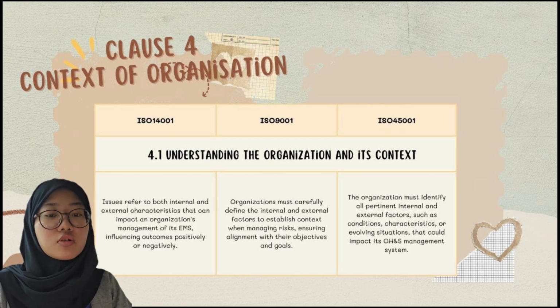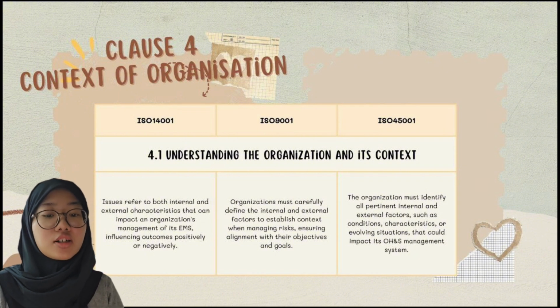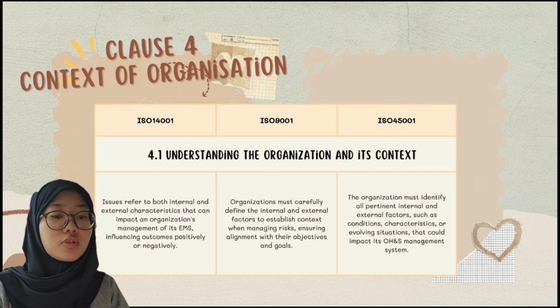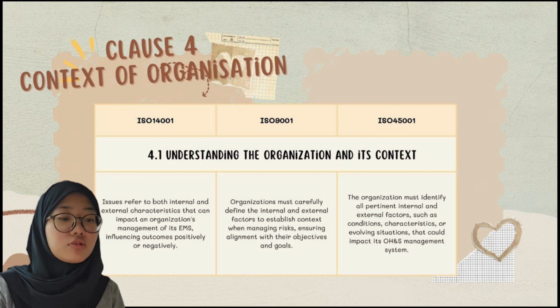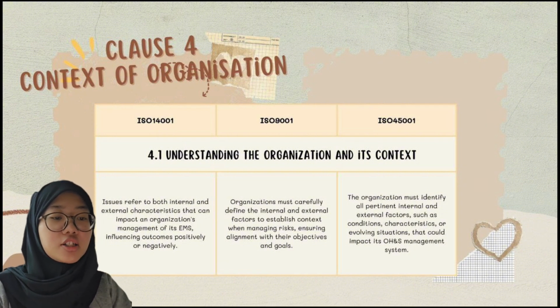So for 14001, the issues refer to both internal and external characteristics that can impact the organization's management system and influence the outcomes positively or negatively. For 9001, the organization must carefully define internal and external factors, establish the context, and manage the risk to ensure alignment with the objective and goal. For 45001, the organization must identify all pertinent internal and external factors, such as the condition, characteristic, or involved situation that could impact its management system.